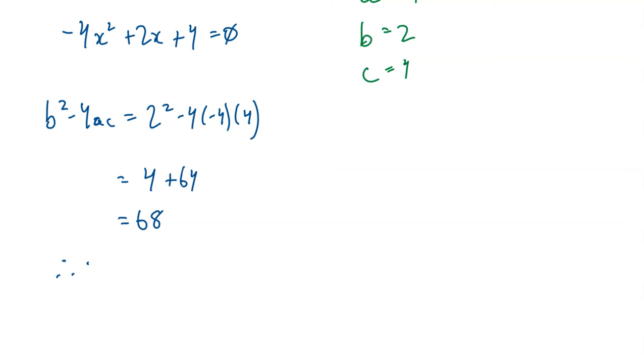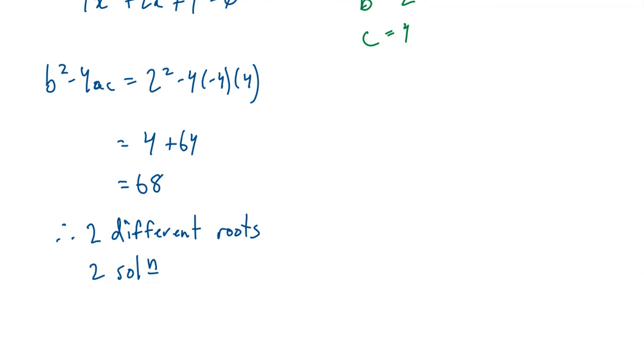So therefore, we have two different roots because it is positive. And two solutions, but we can't factor. So we're going to use the quadratic formula. Mm-hmm. So for it to be, there's the two different roots in the numbers. To get the two equal roots, it would have to be a perfect square. It will be a perfect square, but that's not why they're two equal roots.